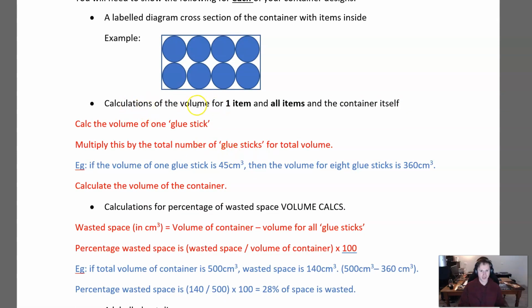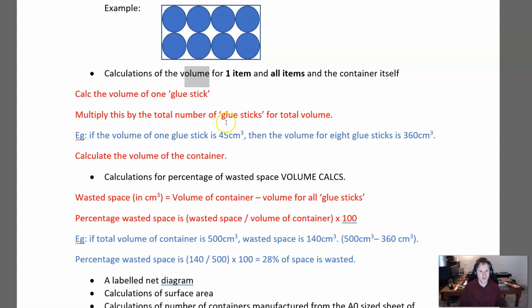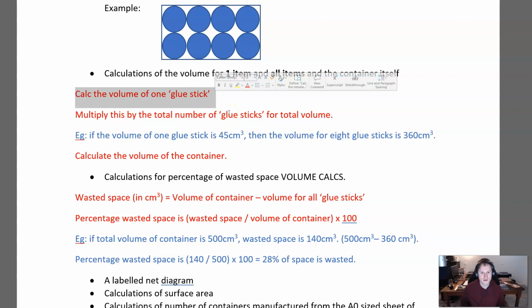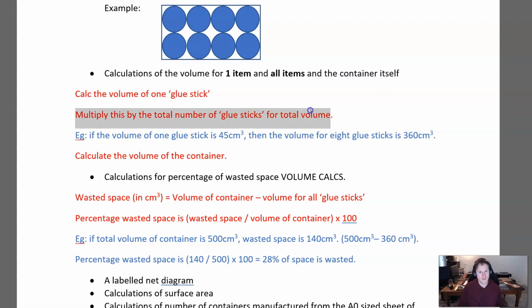So you need the calculations for the volume of one item, so one glue stick, and all of the items that would be in the container, and then the container itself. So these are the volume calculations. So this is an example here. So calculate the volume of one glue stick. Now, glue stick is a cylinder. So the formula for the volume for that is pi r squared times height. That will be on your formula sheet. And multiply that by the total number of glue sticks to give the total volume.